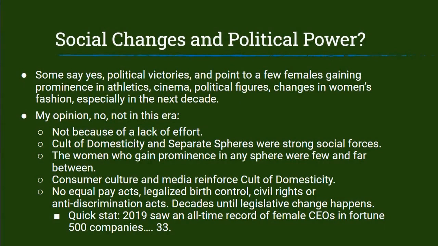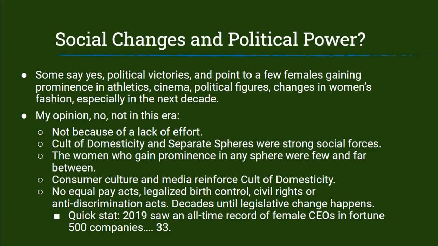I want to wrap this up with a short reflection on the information and ask the question, did this era produce great social and political change for women? Some say yes, and point to the political victories and to a few females gaining prominence in athletics, cinema, political figures, and changes in women's fashion, especially in the 1920s.